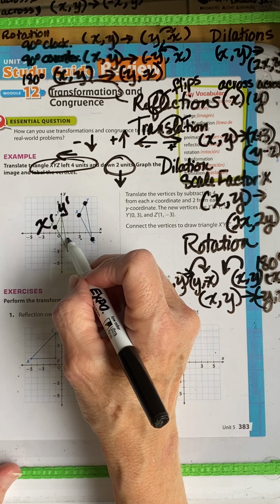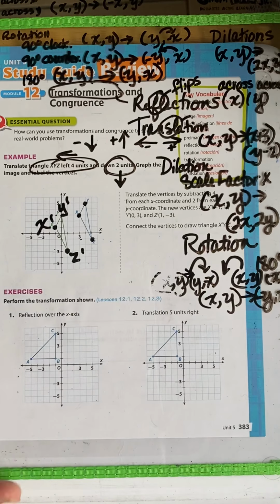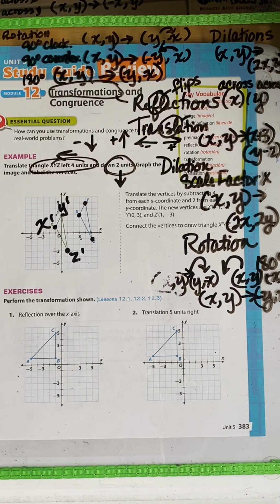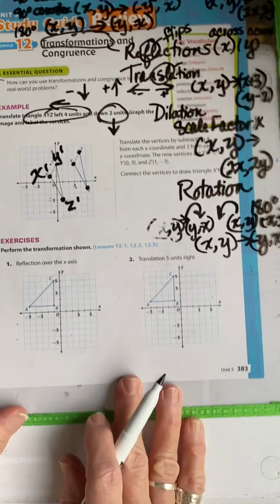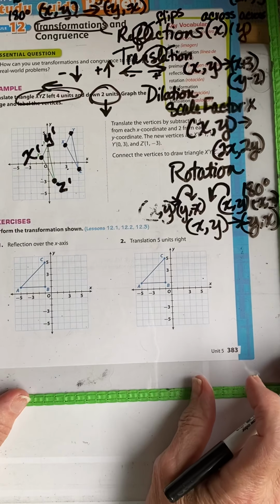1, 2, 3, 4 left. 2 down. Z prime. Good. So there you go. That's translating. Easy enough. Let's take a look. Now that was just a sample. So let's do these exercises together.